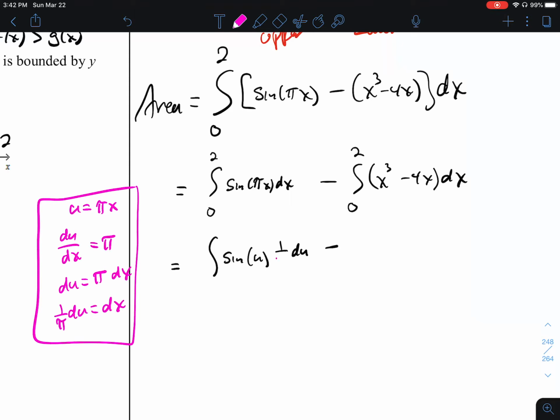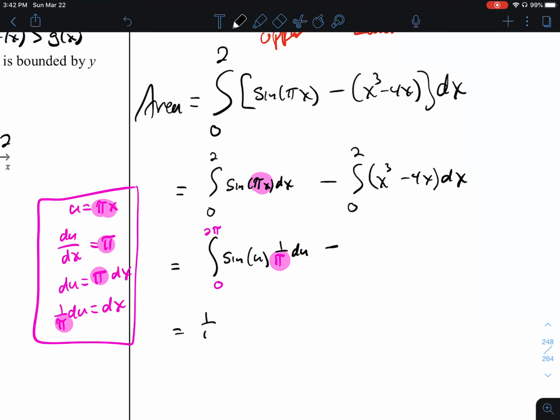How about that? Let me highlight the stuff that I just screwed up. This, and this, and this, and this, and this, and this. It's not 1/4, it's 1/pi. Oh boy. If you put 2 in here for x, that's going to make the u equal to 2 pi. So the upper bound is 2 pi. If you put 0 in here for x, it's going to be u equals pi times 0, which is still 0.